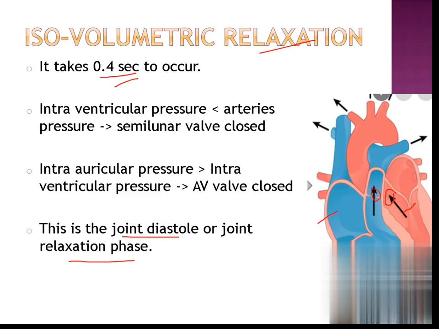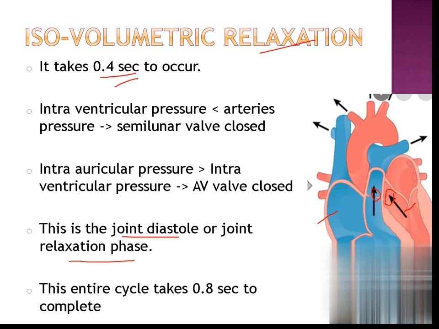Now, the intra-auricular pressure and ventricular pressure are maintained, and the AV valves are also closed. They don't open. Only when the pressure in the auricle decreases will the valves open. That's why it is known as joint diastole.